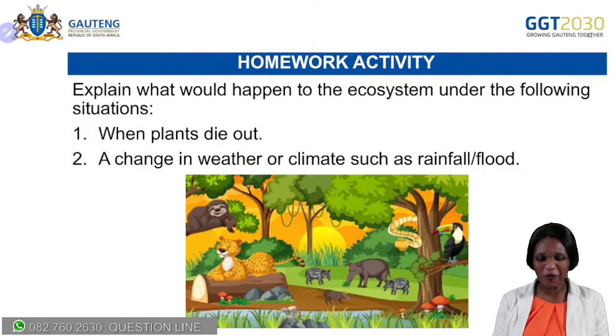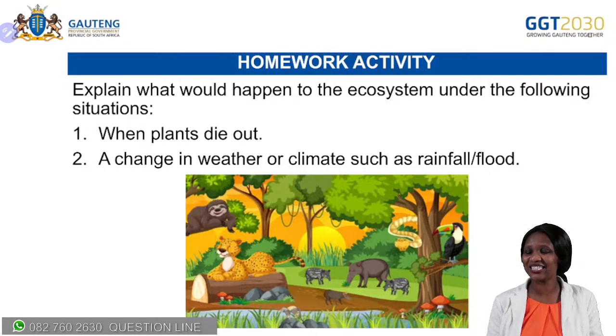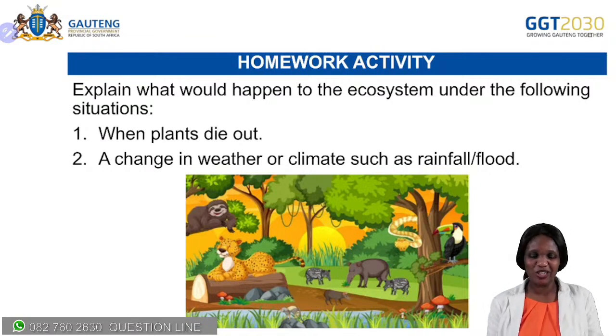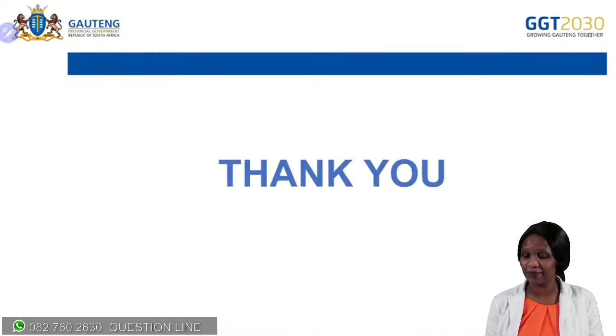And then our homework, we'll quickly write it down: explain what would happen to the ecosystem under the following situations. Question number 1, when plants die. Then 2, a change in weather or climate, such as rainfall or floods. Then the brief preview of the next lesson, we're going to be doing adaptations.